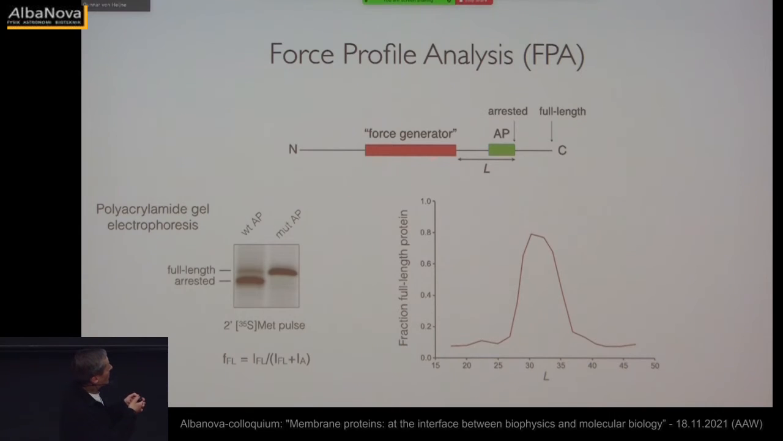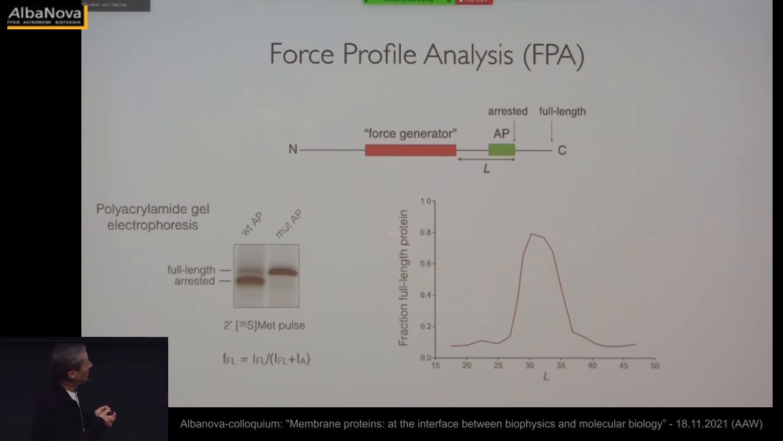So let's make a protein where we have a force generator, some linker residues, and then an arrest peptide. And in addition, we add some extra piece of protein at the other end of the arrest peptide, so that the full-length protein would end over here, but if the ribosome arrests, it would arrest here. So now we express this protein in a cell. We use E. coli cells, bacterial cells, and we look at what happens.